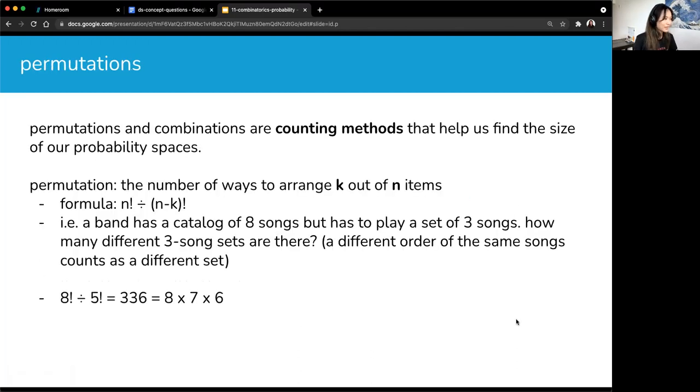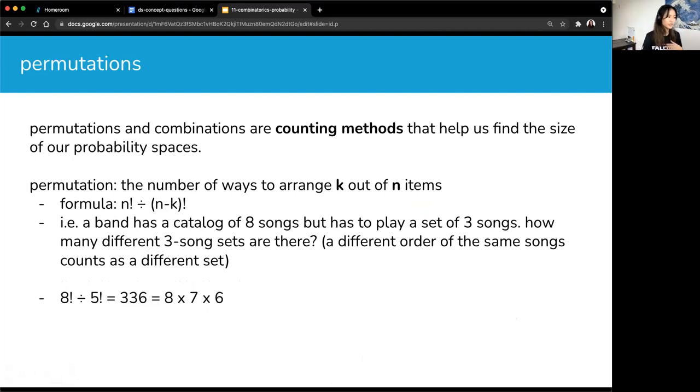Okay. Next, we get a little bit more complicated. We're going to talk about permutations. So permutations and combinations are very, very similar. There's a very, very minor difference between the two, which we'll talk about in a little bit. But the idea of permutation is it is the number of ways to arrange k out of n items. And this is a formula which I'll talk through in a little bit as well.